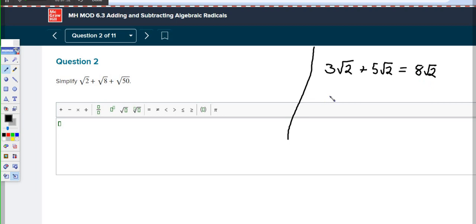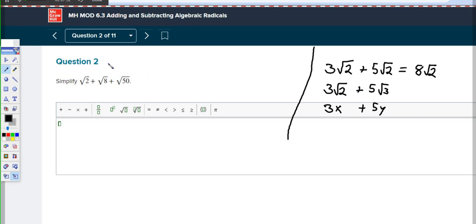Now, if I had 3 of the square roots of 2 plus 5 of the square roots of 3, I cannot combine these. Right? I can't call it 8 square roots of 5 or 8 square roots of 6, something like that. It's kind of like the same thing as saying I've got 3 of the x's plus 5 of the y's. I cannot combine those, right?